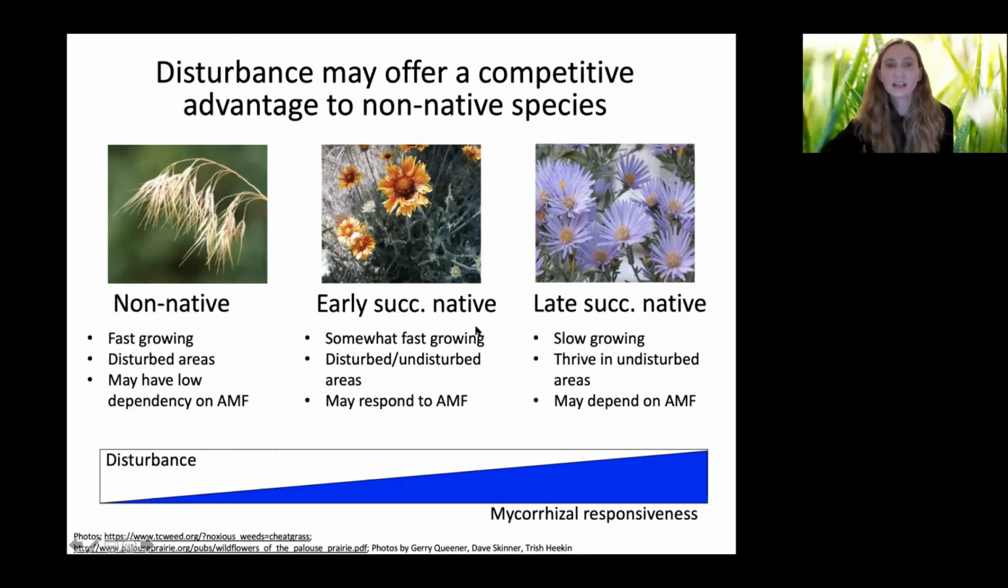Early successional native plants are somewhat fast growing. They can colonize disturbed and undisturbed areas relatively easily.